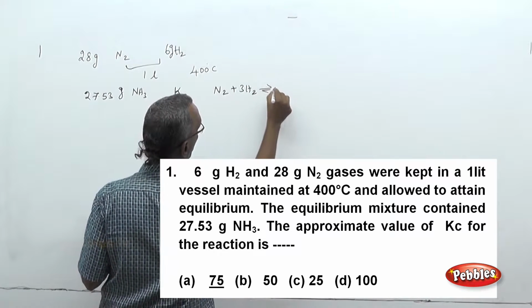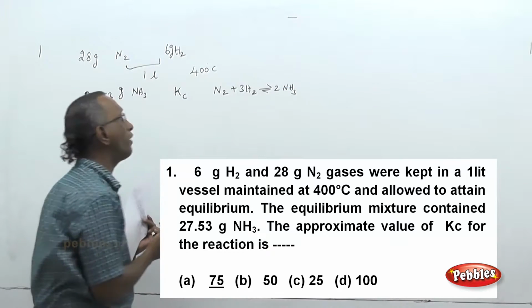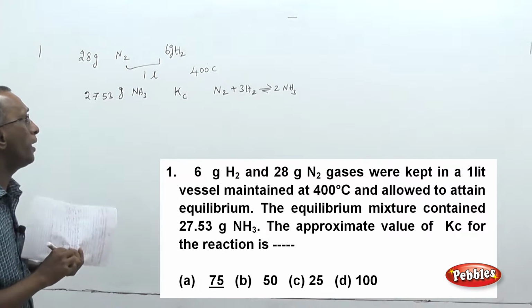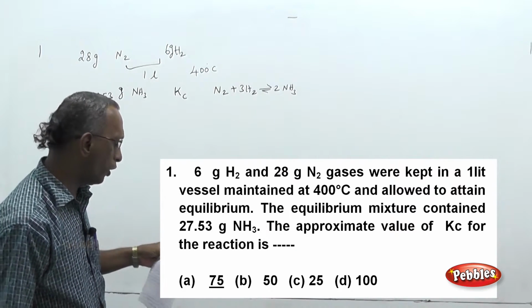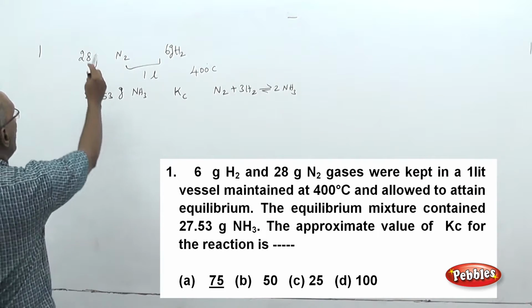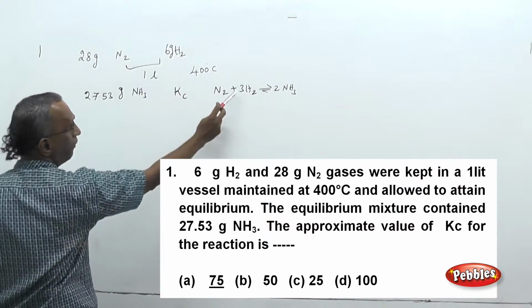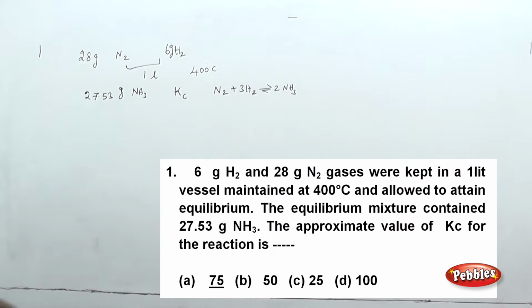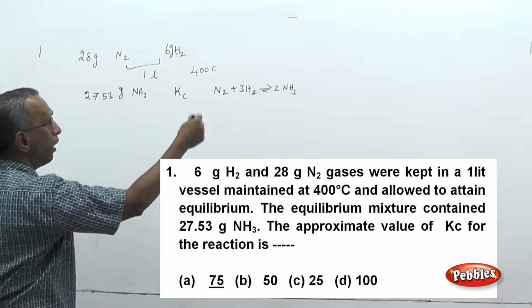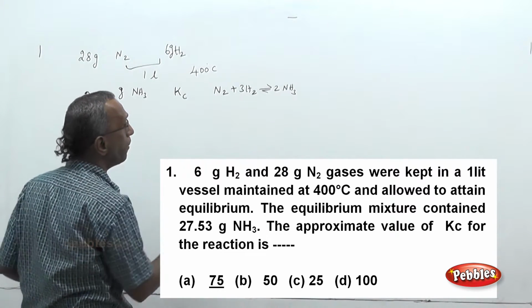N2 plus 3H2, it is chemical equilibrium. N2, 1 mole of nitrogen combining with 3 moles of hydrogen forming 2 moles of ammonia. So here they have given the initial amounts. 28 grams of nitrogen and hydrogen were mixed. So initial concentrations are given. So the system is allowed to approach equilibrium. So how will the equilibrium be attained?